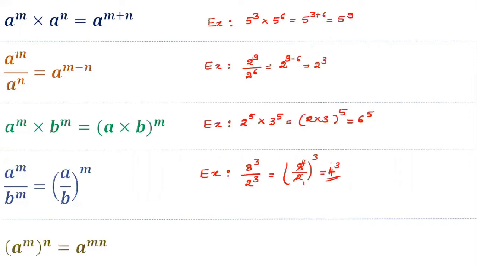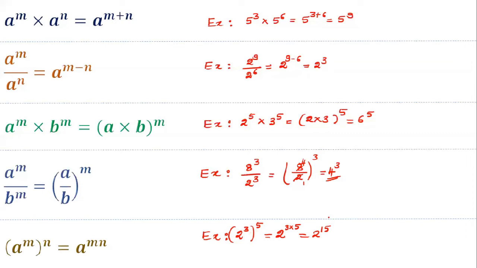Now a to the power m whole to the power n. We have two powers here, m and n. A to the power m whole to the power n is equal to a to the power m into n. Multiply the powers. Now 2 to the power 3 whole to the power 5 is equal to 2 to the power 3 into 5, that is equal to 2 to the power 15.